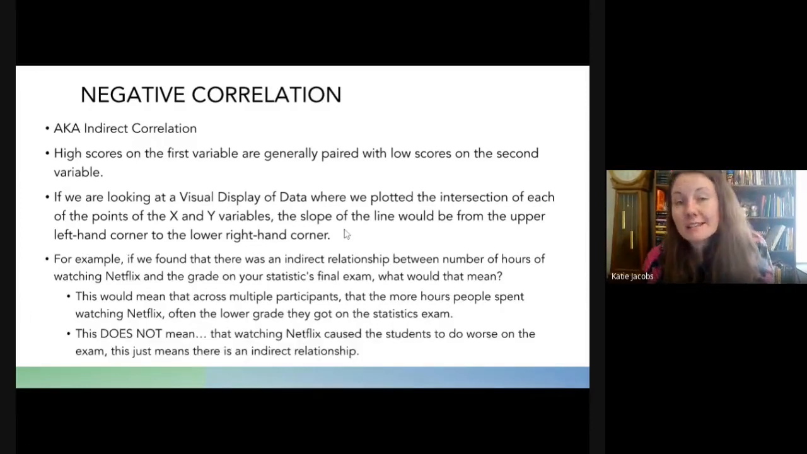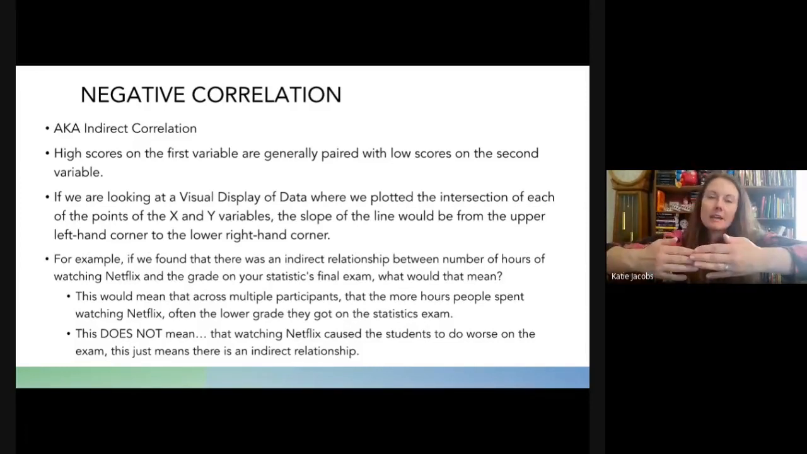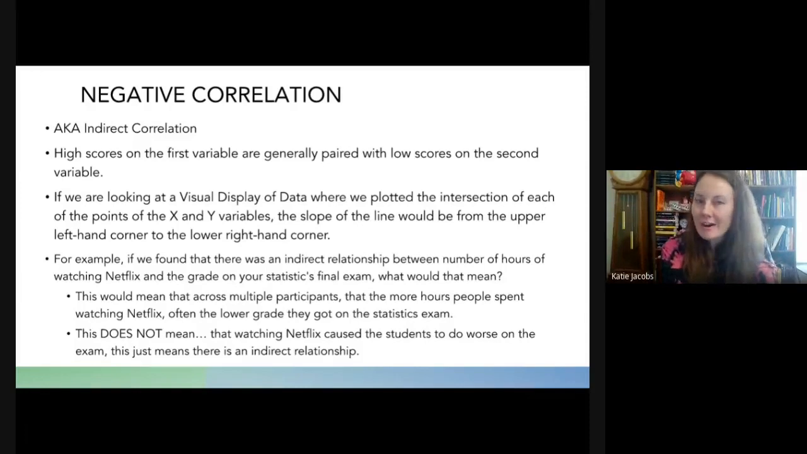All right, so this does not mean, however, that watching Netflix caused students to do worse on the exam. It just means there's an indirect relationship. In order to determine causality, we would have to do some sort of true experiment where we randomly assign people to spend a certain number of hours watching Netflix and then keep the other condition from watching any Netflix and see who did better on the test. That's how we would determine causality. What type of analysis would we use to do that?